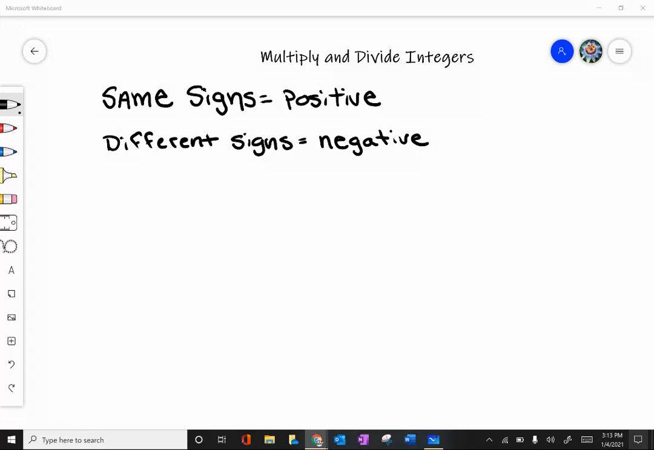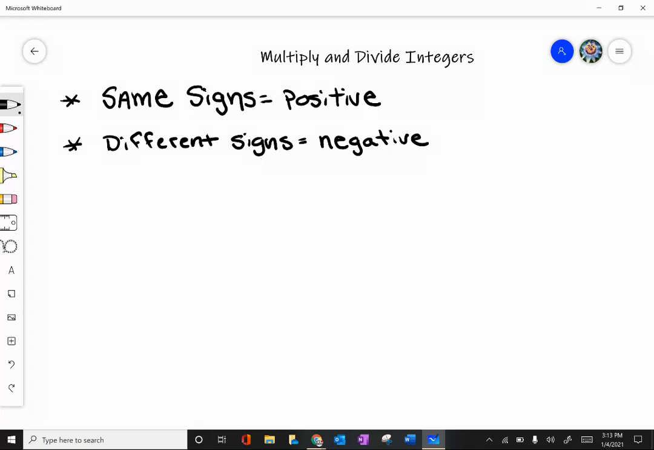One way to remember what happens when you multiply and divide integers is this phrase: if you have the same signs, then the product or the quotient will be positive. The answer will be positive. If they're different signs, then the answer will be negative.